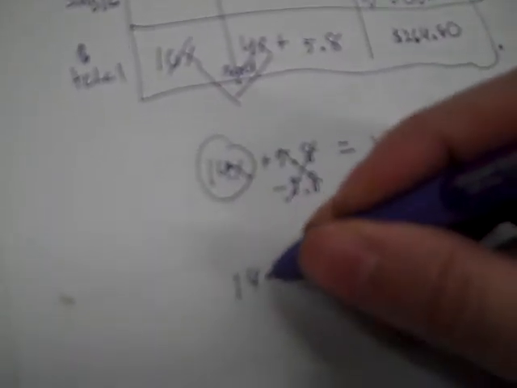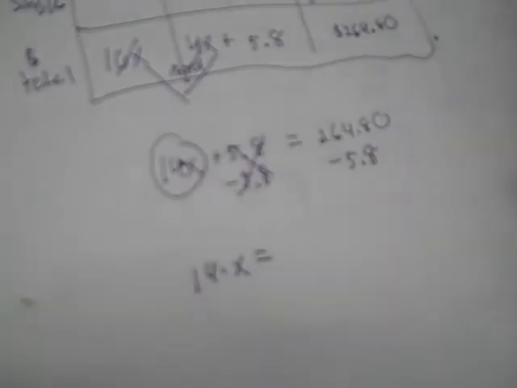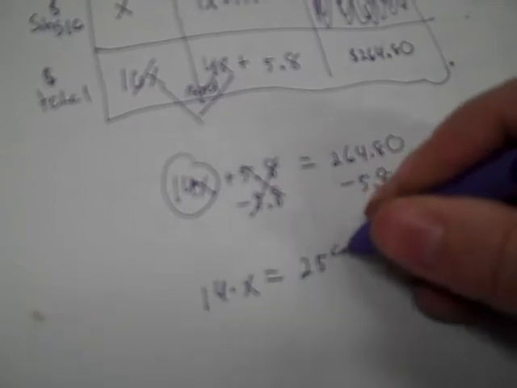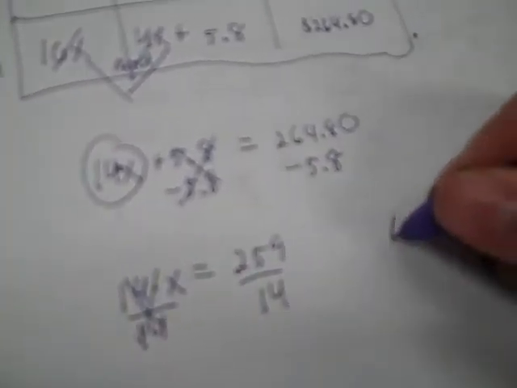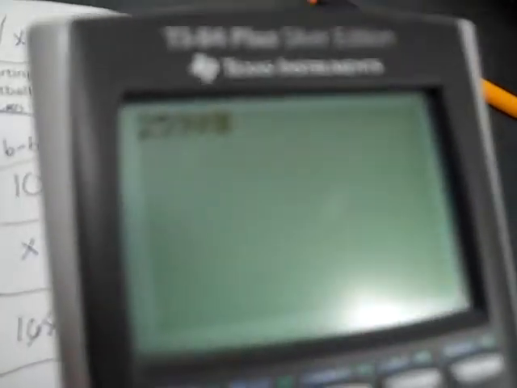So 14x equals, and I'll divide by 14 after I find out what 264.80 minus 5.8 is, and that's 259. And I divide by 14. That's going to be what x equals. Okay, so I take 259 divided by 14, I get 18.5.